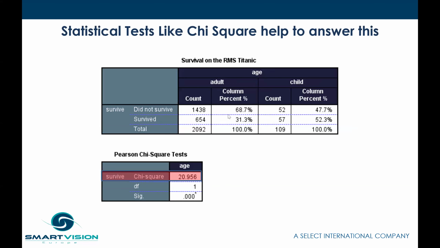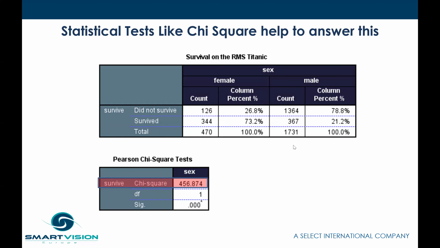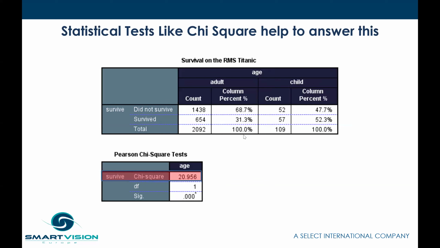Let's compare and contrast that to the next factor. We look at age, adult and child. And here the difference is not as big as the difference between male and female, 73%, 21%. For adults, it was 31% survival. And for children, 52% survival. Not as big a difference.